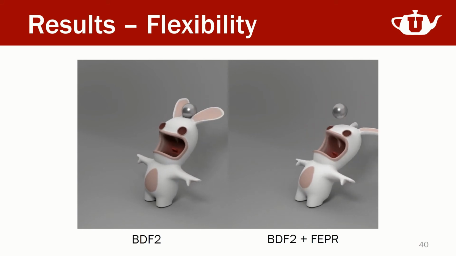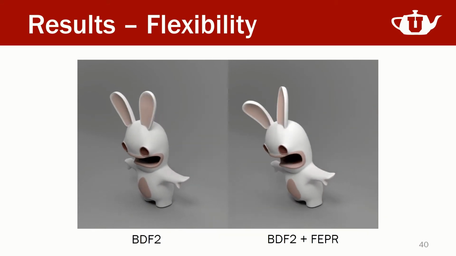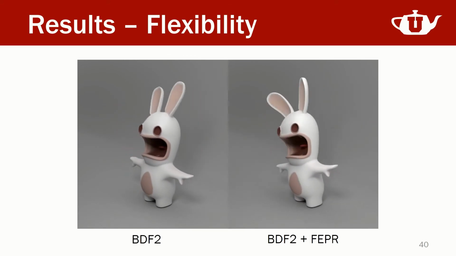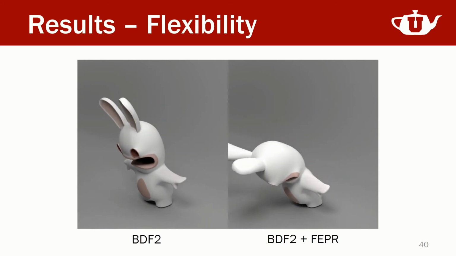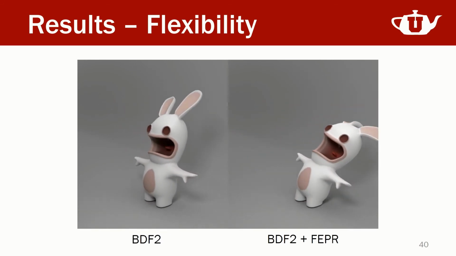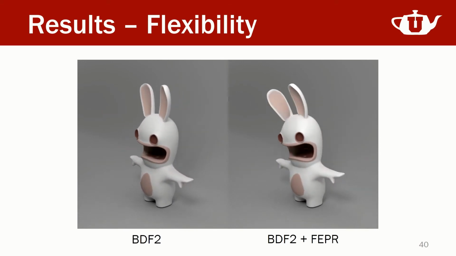Another welcome aspect of our method is its flexibility. It can be combined with a broad set of integration methods. For example, although BDF2 improves on numerical dissipation compared to BDF1, the motion of this rabbit still decays very rapidly. After FEPR is added to the system, the rabbit moved more vividly.